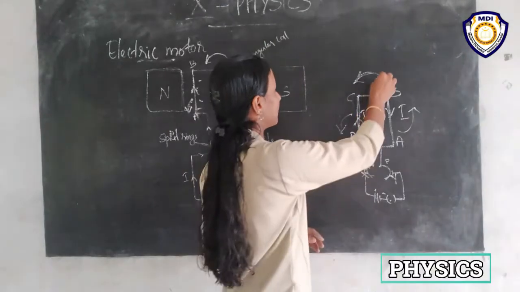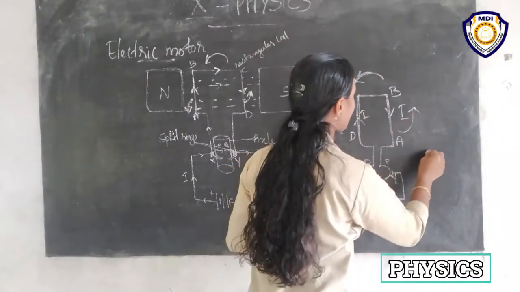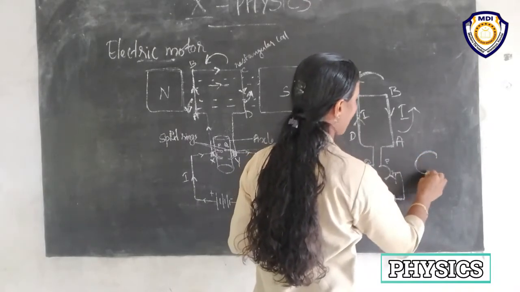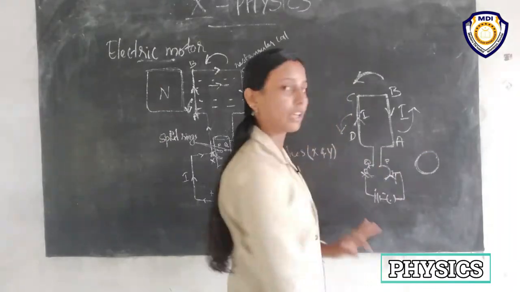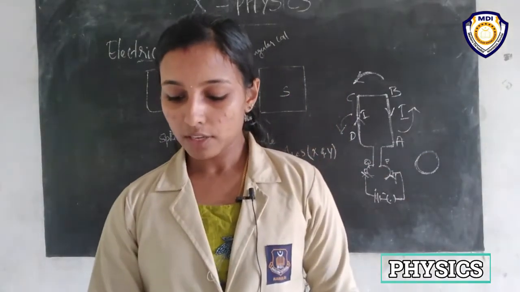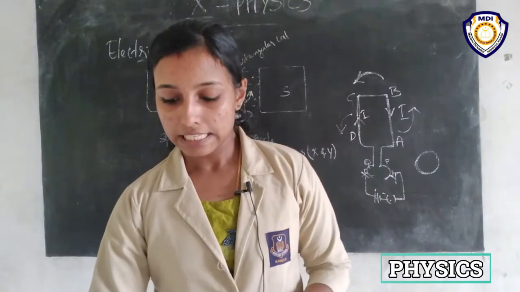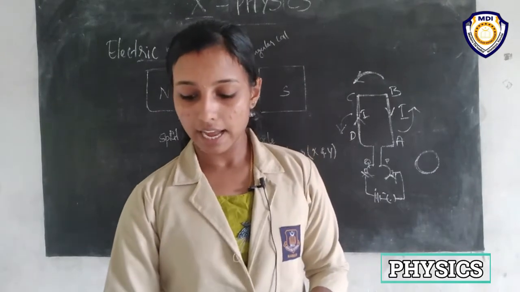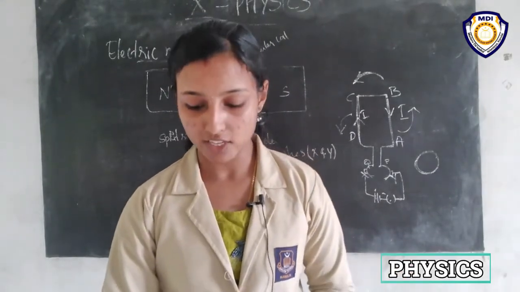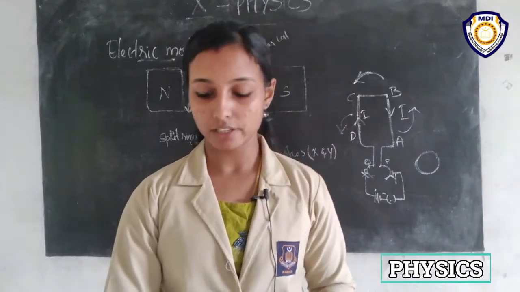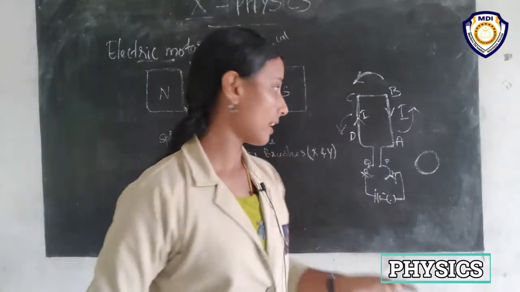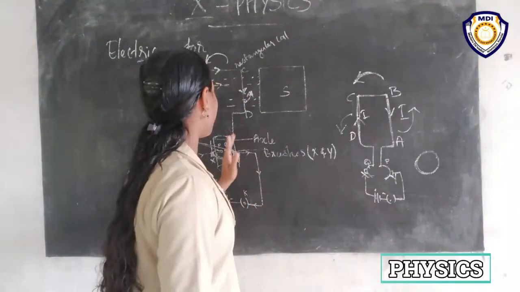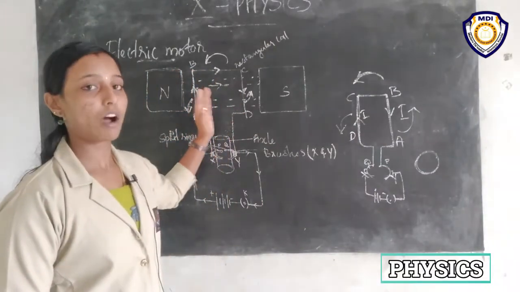So the rotation now is also in the anti-clockwise direction, and it makes a complete rotation. The coil and axle rotate half a turn more in the same direction. The reversal of the current is repeated at each half rotation, giving rise to continuous rotation of the coil and the axle. So this axle and coil rotate continuously whenever the current reverses after half rotations.